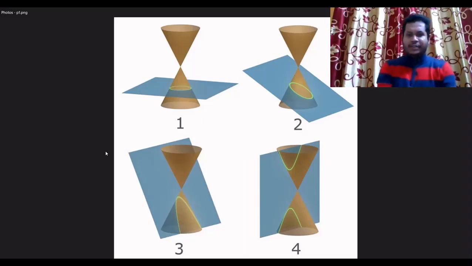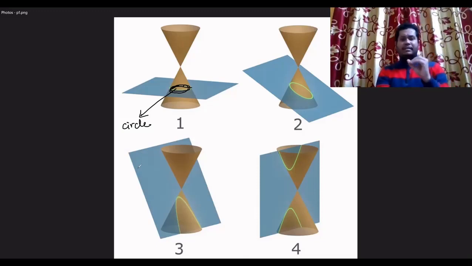Okay. Now, see the first one. The first one that we have seen is the case where we are getting something like this, which is basically a circle. It's a circle in 3D. And therefore, this is the case when we get a circle. So circle is the first scenario, and this is also a conic section. So this is the first conic section we have: a circle.